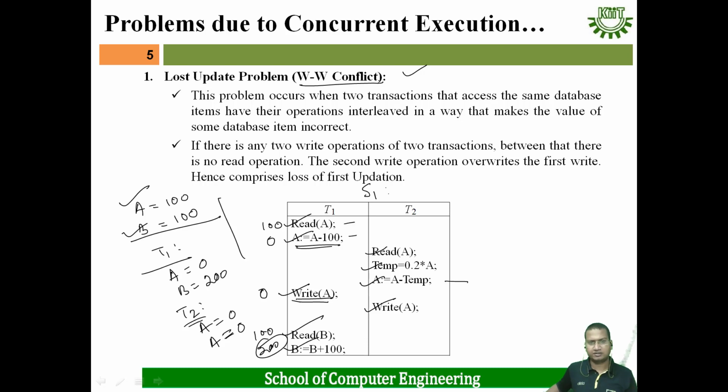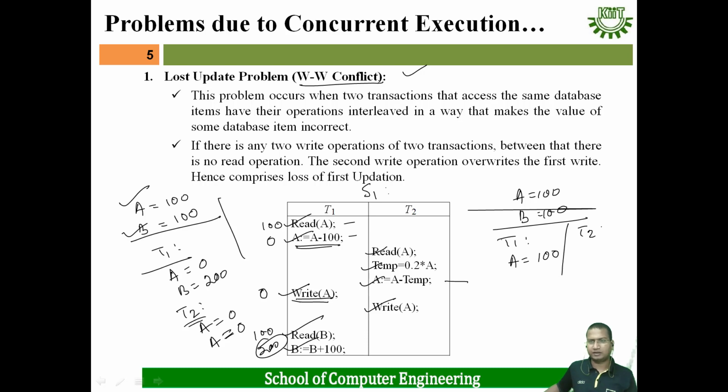Now, if we execute these transactions concurrently, that means first two instructions, then this instruction will be executed, then what will be the value of A and B after completion of T1 and T2? Suppose the initial value of A is 100 and of B is 100. Then the first two instructions of T1 are executed: read A gives 100, then A is equal to A minus 100, so A is 0, but it has not been updated yet.